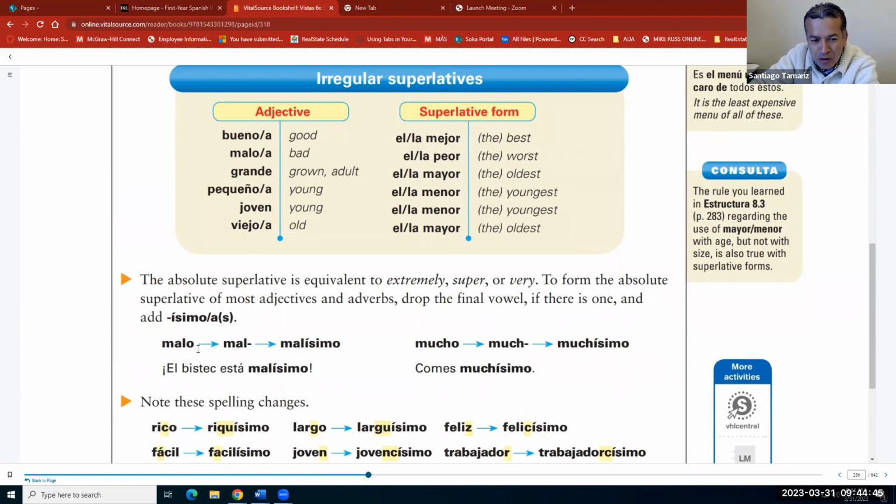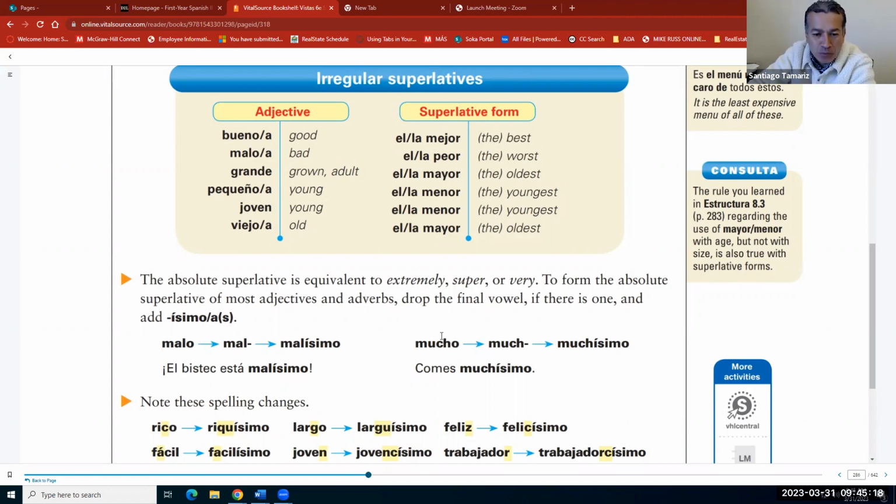You drop the O and you have left M-A-L. You attach ísimo. Why ísimo with O? Because the original word is malo with O. It's masculine. So you say malísimo. Ejemplo, el bistec está malísimo. So this bistec, the steak, is very, very, very bad. Yeah, extremely bad, super bad.